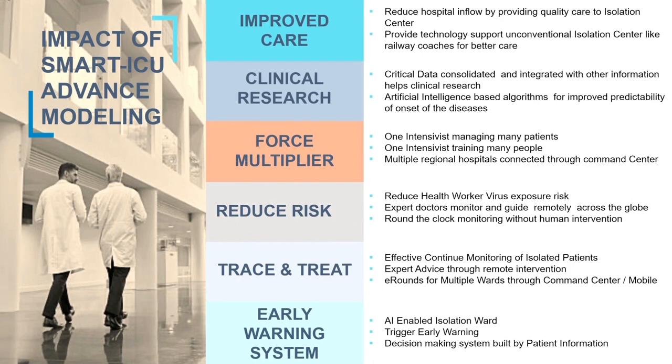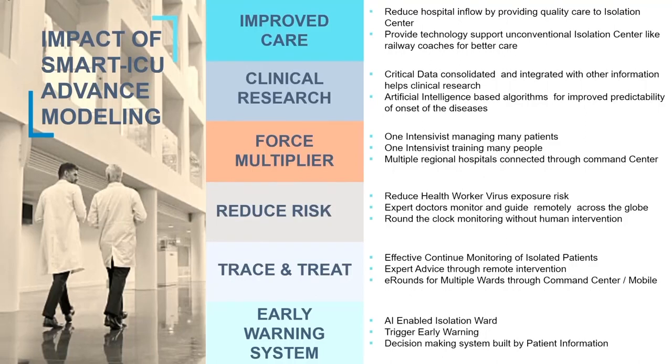So the impact of smart ICU and advanced modeling definitely improved care. So that reduced hospital inflow by providing quality care to the remote centers. So at least the needy patients who really require tertiary care can get a bed. If you treat the relatively mild to moderate critically ill patients in the remote area, then at least your tertiary care ICU will get a bed, which is definitely needed. So provide technological support, unconventional isolation centers like railway coaches for better care. So that is the future. Modi sir tried during COVID to make a railway coach for COVID patients.